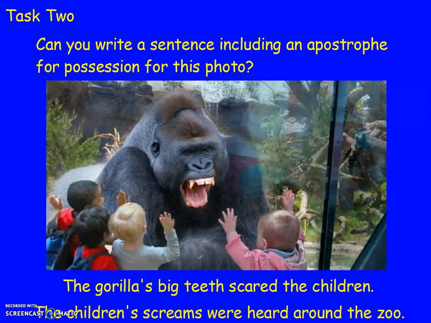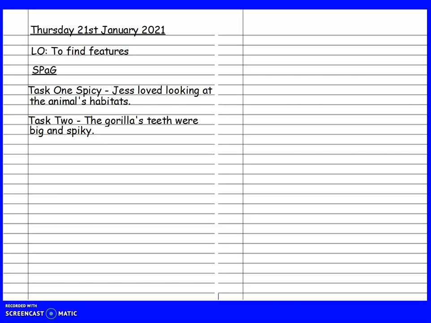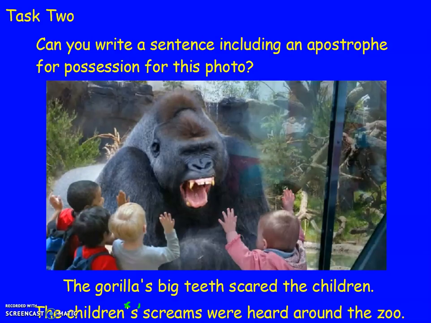Okay, I've actually got this wrong. The apostrophe would go here, not here. Because the children's is more than one, your apostrophe comes at the end. So see, even if I can make mistakes, it shows you that it is quite tricky. In your book now, I want you to have a go at task 2. See if you can think of a sentence about this photo using an apostrophe for possession.